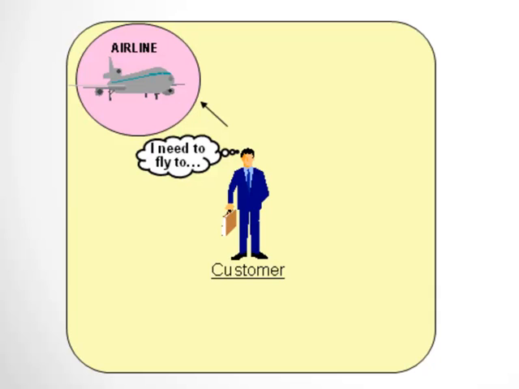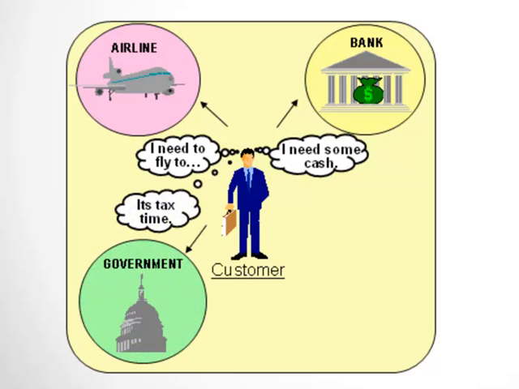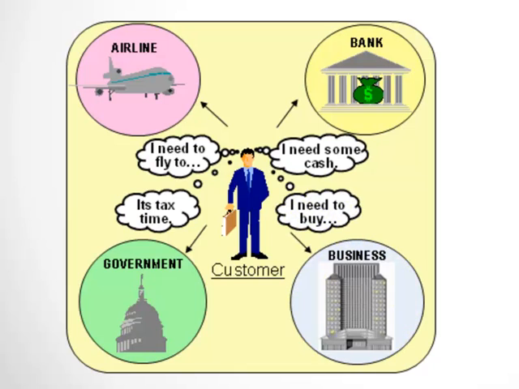Here's an example of a person thinking, I need to fly to, which makes him contact an airline, or I need some cash, which makes him go to his bank or ATM, or a time event, it's tax time, which makes him send his tax documentation to the government, or I need to buy, which makes him contact a business to purchase the product. These are all external events to the organizations that are going to respond to them.